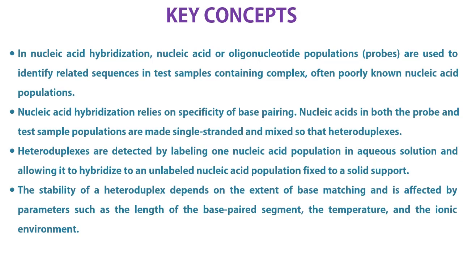Heteroduplexes are detected by labeling one nucleic acid population in aqueous solution and allowing it to hybridize to an unlabeled nucleic acid population fixed to a solid support. The stability of a heteroduplex depends on the extent of base matching and is affected by parameters such as the length of the base paired segment, the temperature, and the ionic environment.